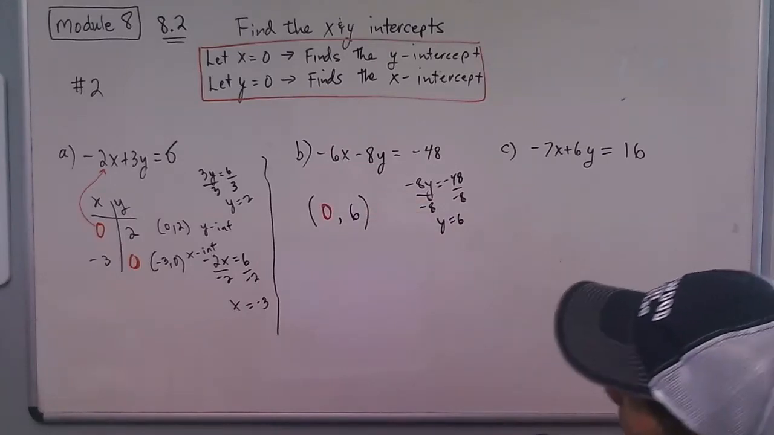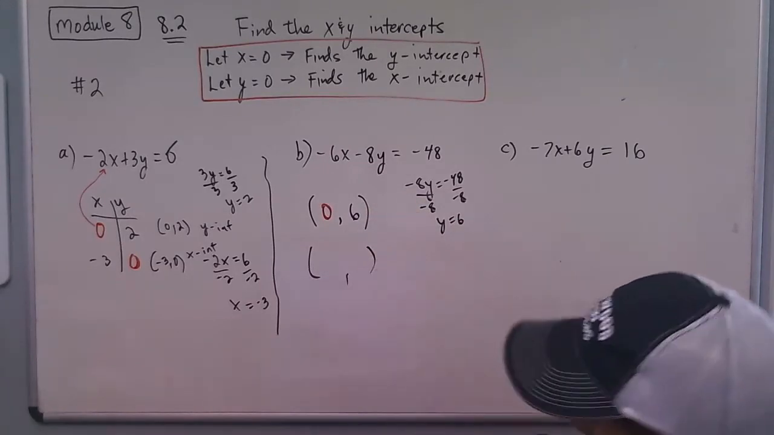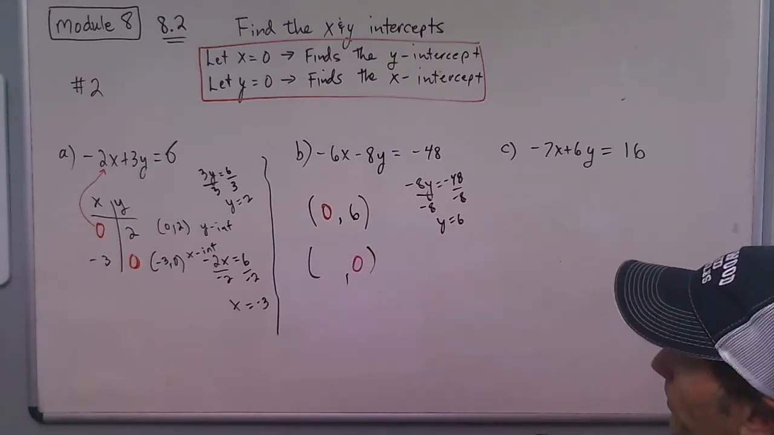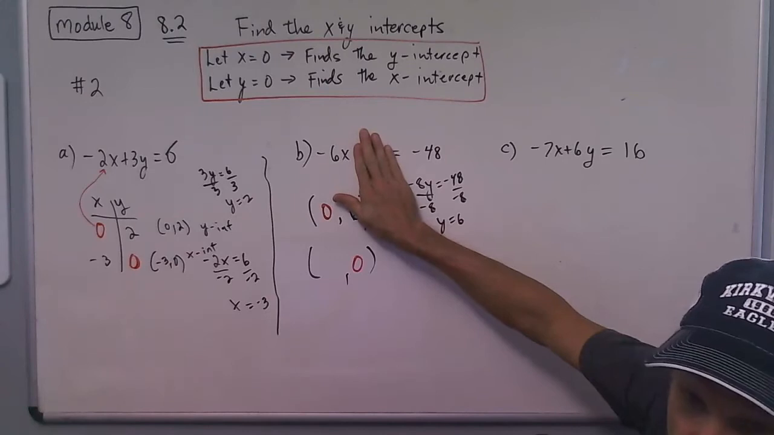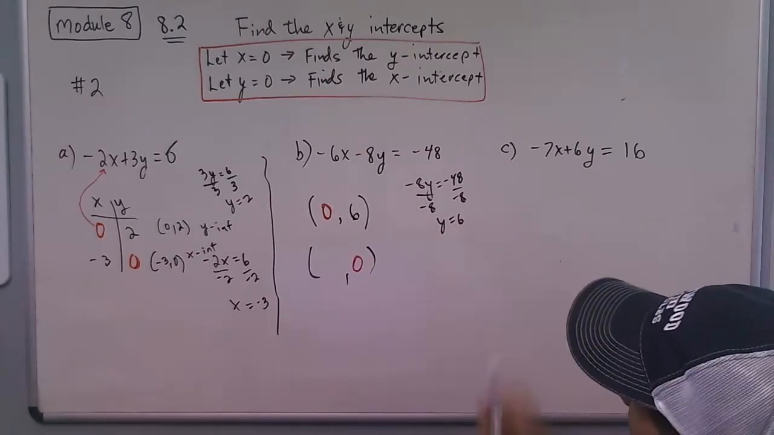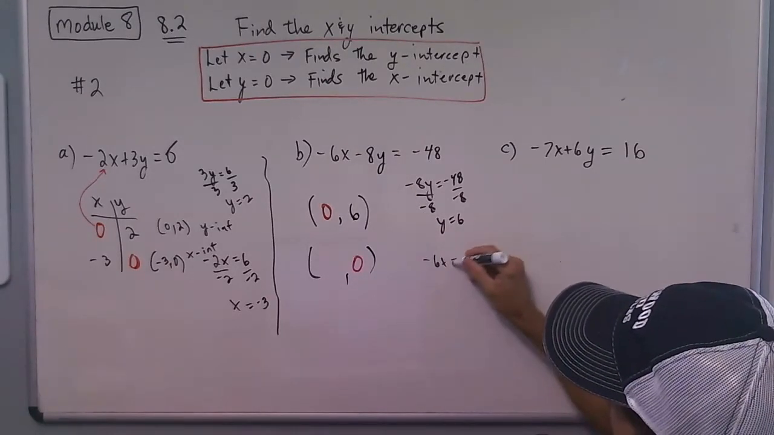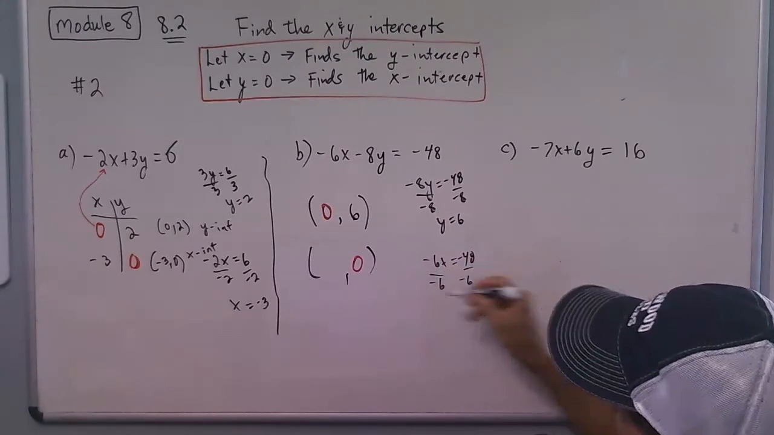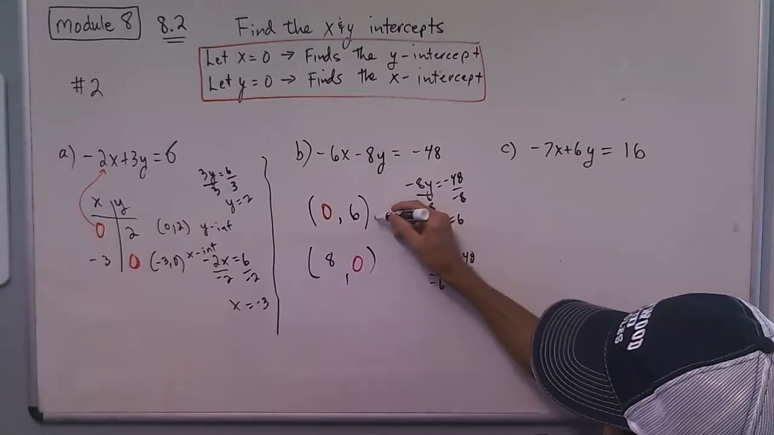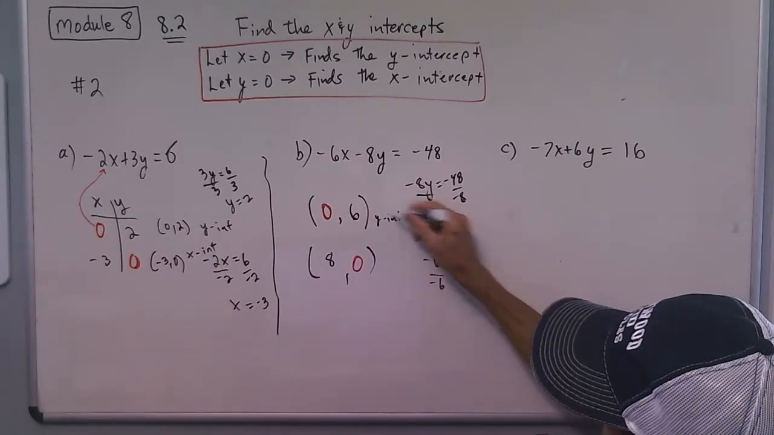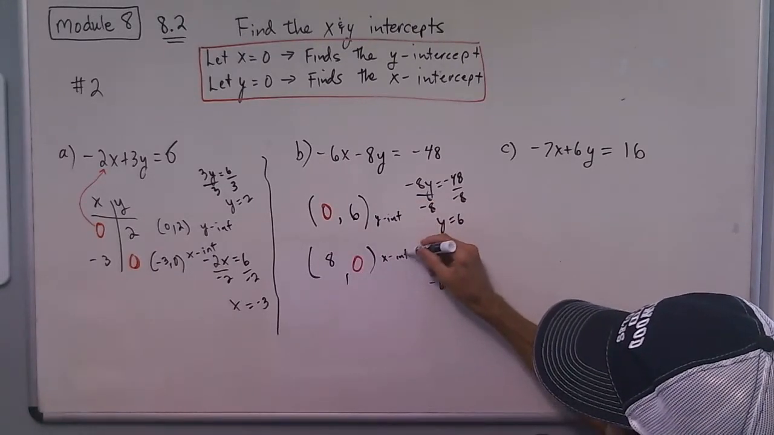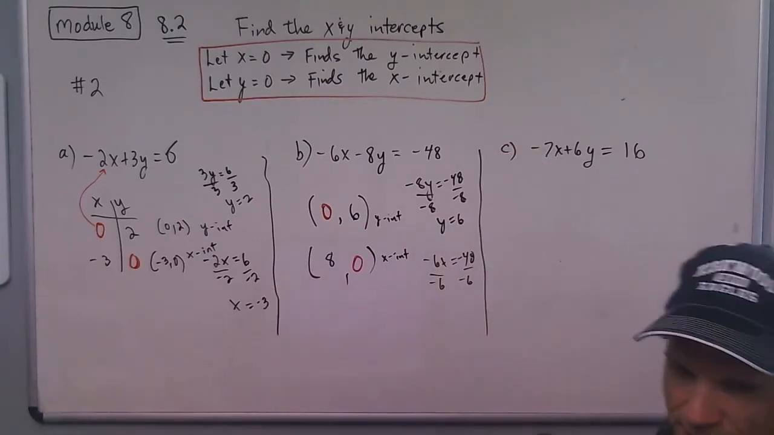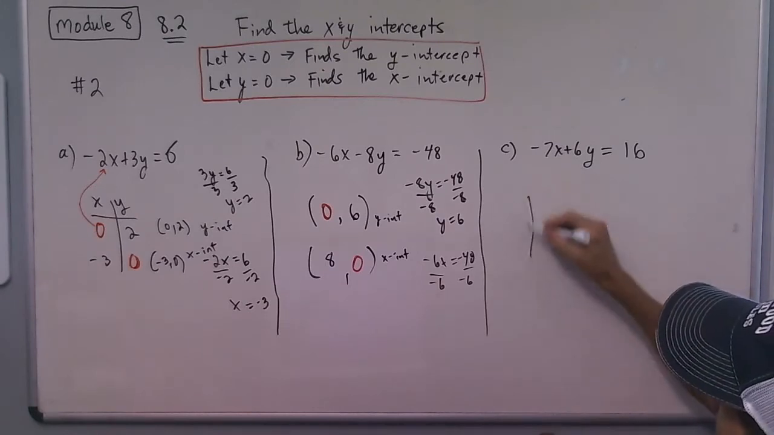And then they'll write another parenthesis, and let the y value equal 0. Cover that up with your hand. You have negative 6x equals negative 48. Divide by negative 6, and x is equal to 8. So we have our y-intercept and our x-intercept. For me, the method I like the best is the t-table method, so I'll just use that one on this one.